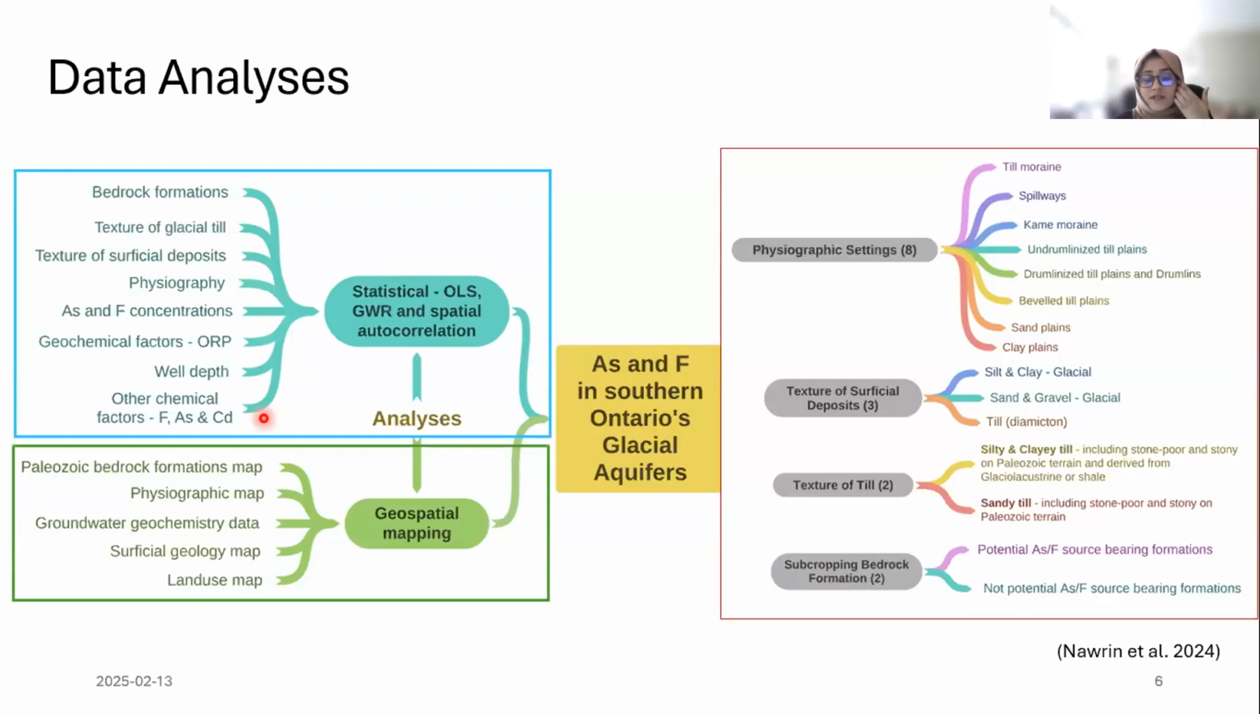So the overall goal of this statistical analysis was to examine if these explanatory or independent variables are influencing factors that can help predict the water well susceptibility to arsenic and fluoride contamination. Among these explanatory variables, there are some categorical variables: physiographic setting, texture of superficial deposit, texture of till, and bedrock formation. And this is how they were categorized for the analysis, shown on the right side.